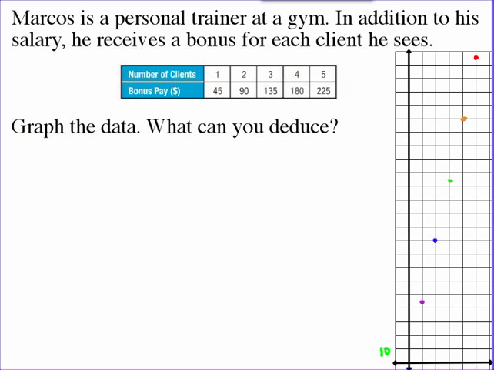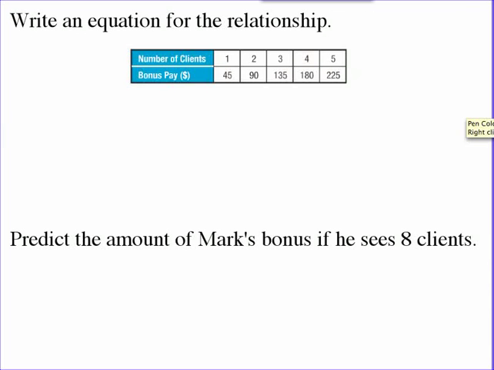What happens at 0? It's 0, 0. Nothing. You don't make anything if you don't see any clients in terms of bonus pay. And so actually, this is a proportional relationship. So with that in mind, we're going to write an equation for it, using the techniques we did in section 3.5.